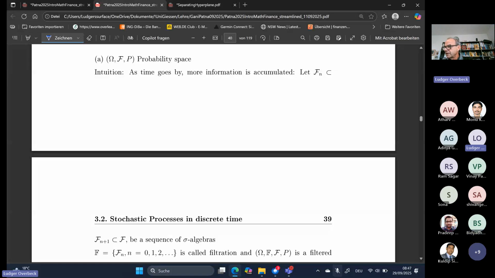Hello, sir. Sir, I have a query. Yes, please. How are we defining such a filtration by using a sigma algebra? Yes, yeah.